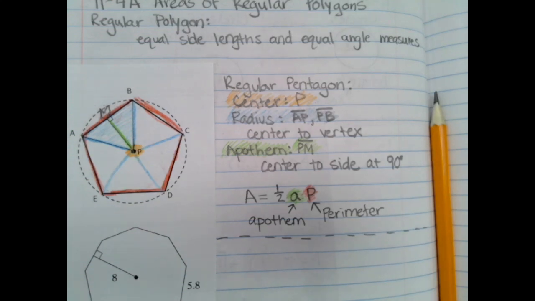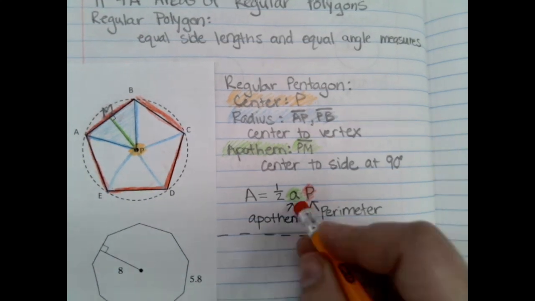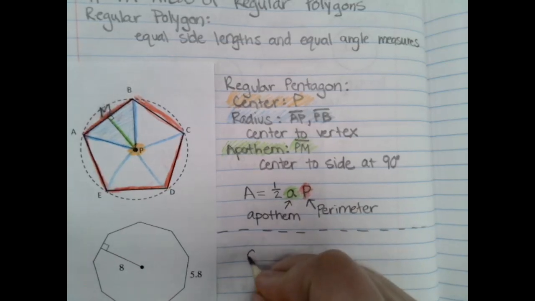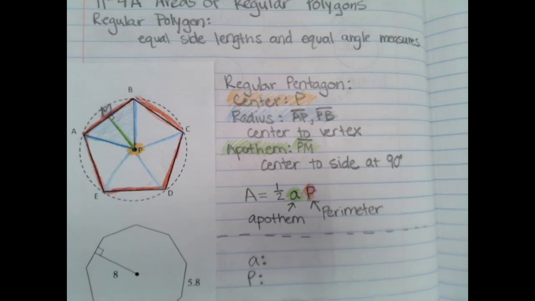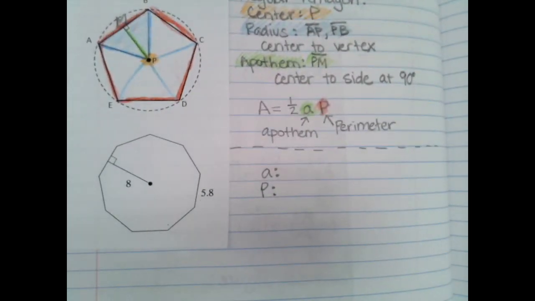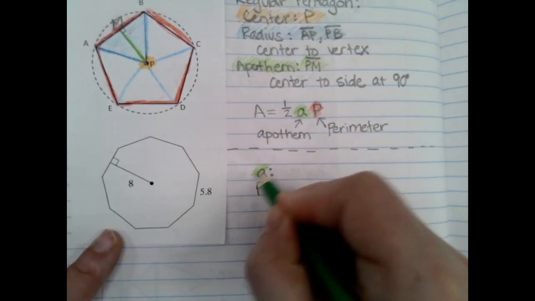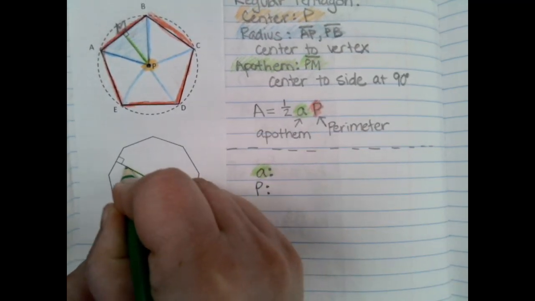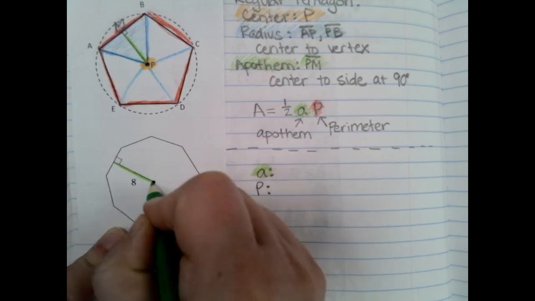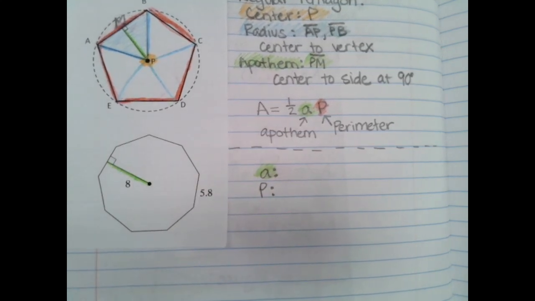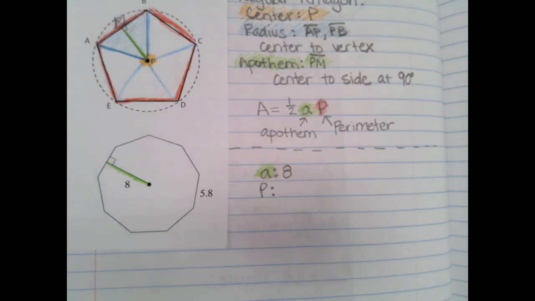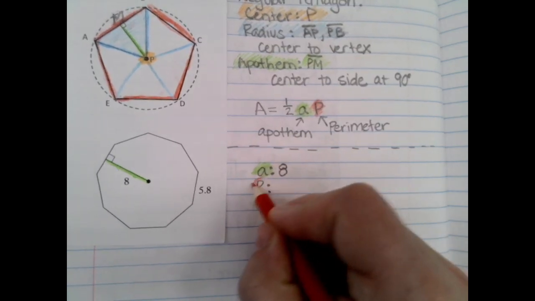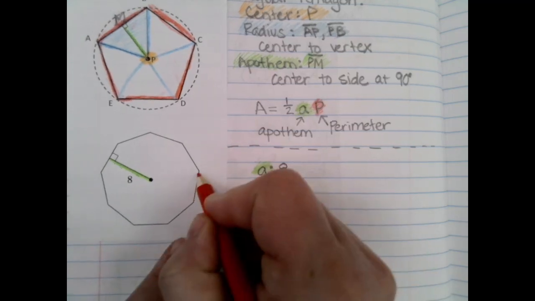All right, so as we take a look at this next one, we need our apothem and our perimeter. Those are the two measurements we need to identify in order to find the area. So I'm going to do an A and a P. What is our apothem here? 8. Good. It goes from center to edge and it hits it at 90 degrees. Okay, now our perimeter. Yeah, it's 5.8 for a side.